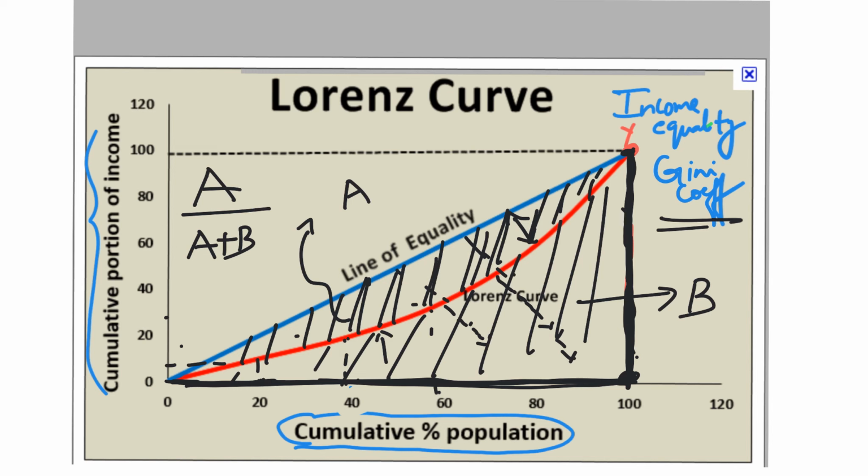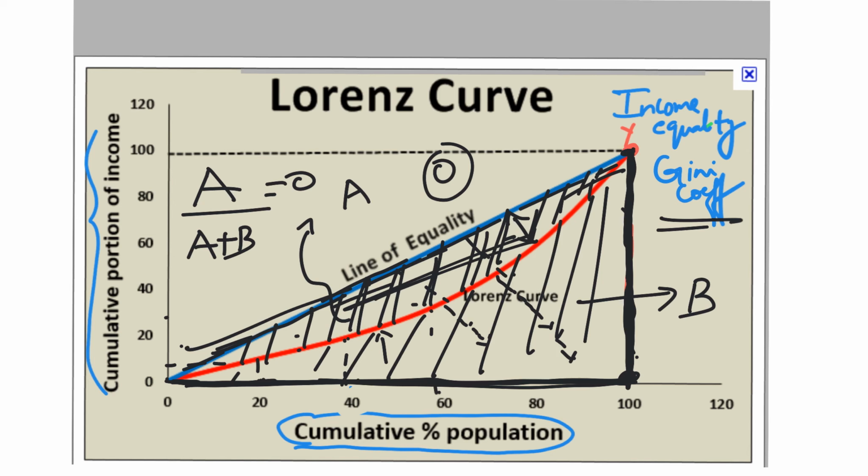Now as and when the Lorentz curve is in line with the line of equality, there is no gap, so this gap becomes 0. That means the Gini coefficient is going to become 0 when the Lorentz curve coincides with the line of equality. At that time the Gini coefficient is going to become 0, or it is basically perfect equality. So when the Gini coefficient is 0, it means there is perfect equality, or inequality is minimum.